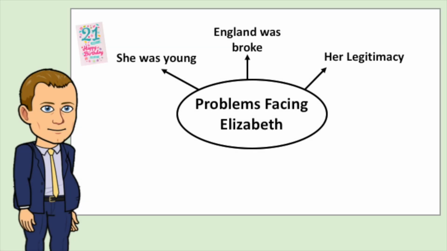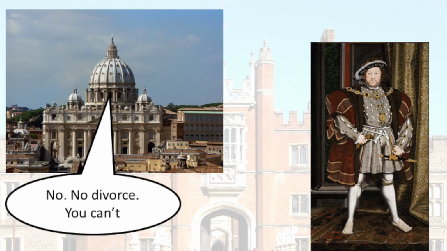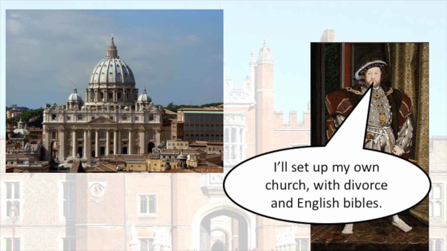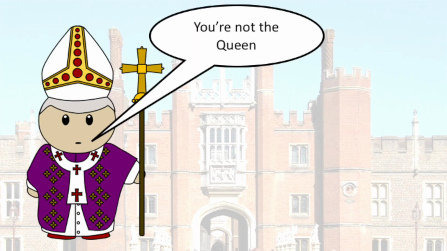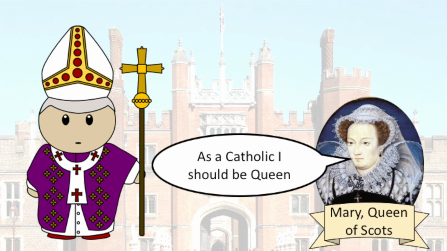Her third problem was her legitimacy. Elizabeth was seen as illegitimate in the eyes of Catholics. Her father, Henry VIII, had married Anne Boleyn after divorcing Catherine of Aragon. Divorce is forbidden in the Catholic Church, so Catholics did not recognise a second marriage, meaning that Elizabeth was born out of wedlock. Therefore, she could not become Queen. The rightful Queen, according to Catholics, should have been Mary, Queen of Scots, but she is a story for another time.